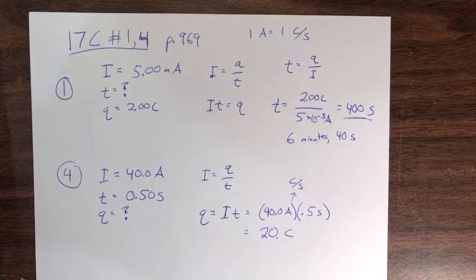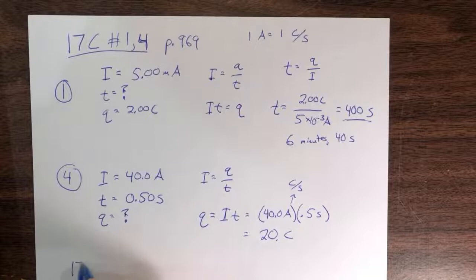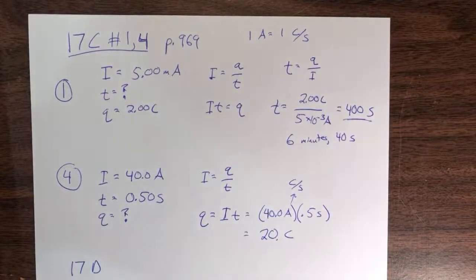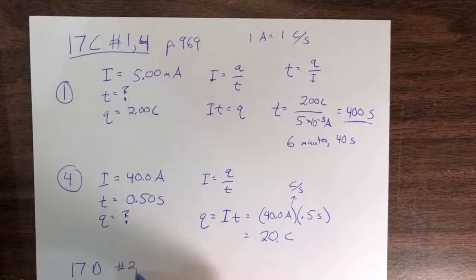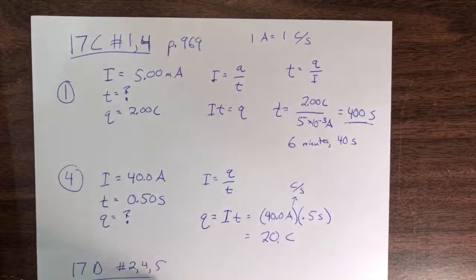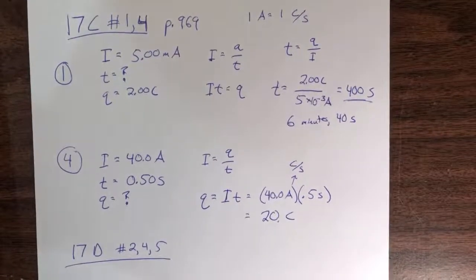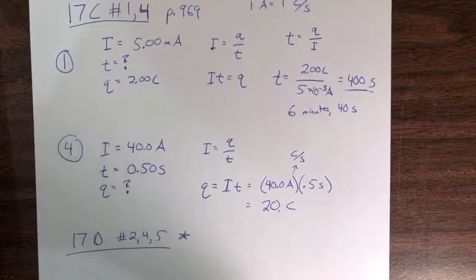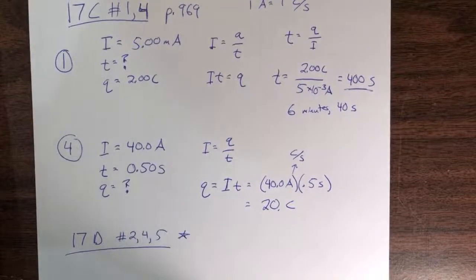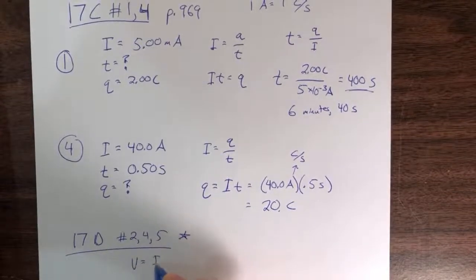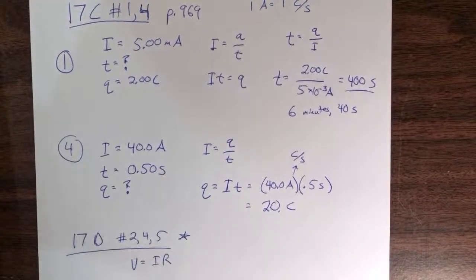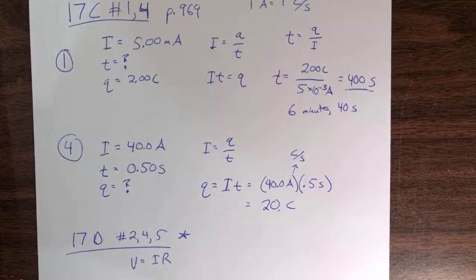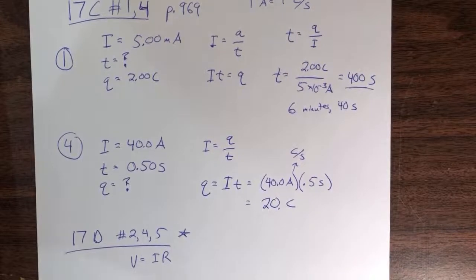All right, let's jump down to 17D. I think for 17D we did 2, 4, and 5. I'm going to go ahead and say 17D is probably the most important of all of these. It involves Ohm's law, V equals IR. It's a fairly simple equation, but it's fairly important in terms of electronics. So let's go ahead and turn the page over.